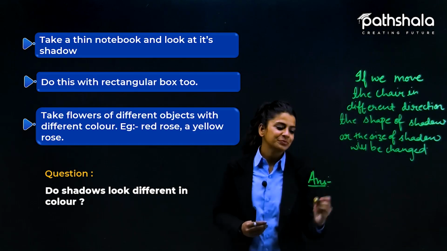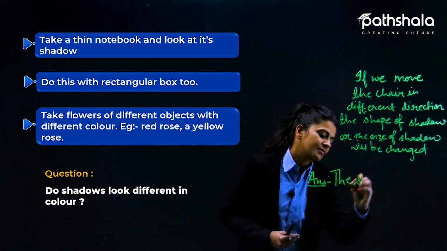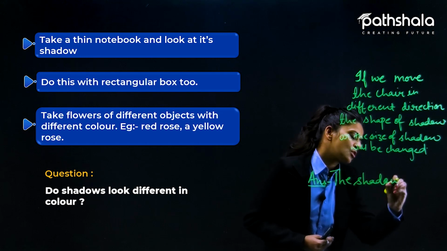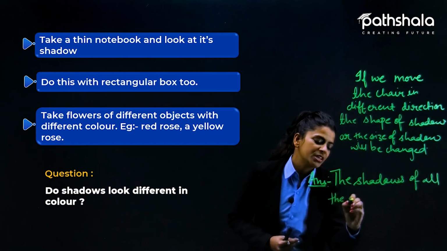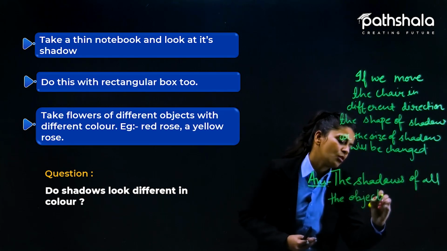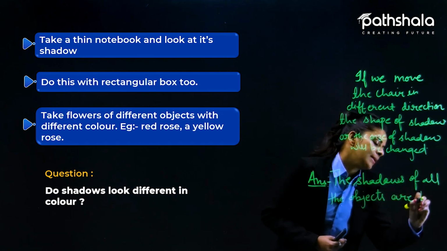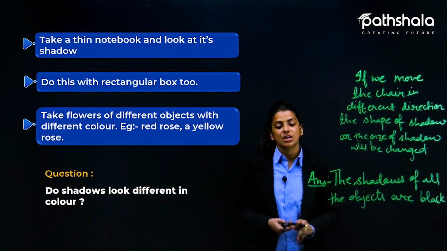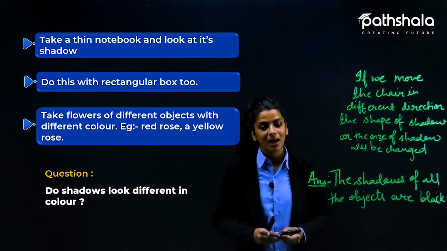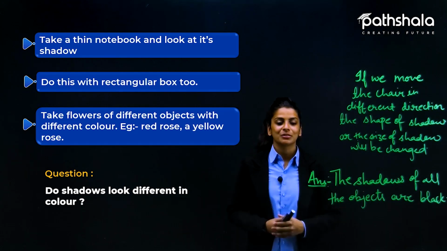So here the shadows of all the objects are black. सारे objects का जो shadow आएगी it will be black in color, जो आपको नजर आएगी on the ground.